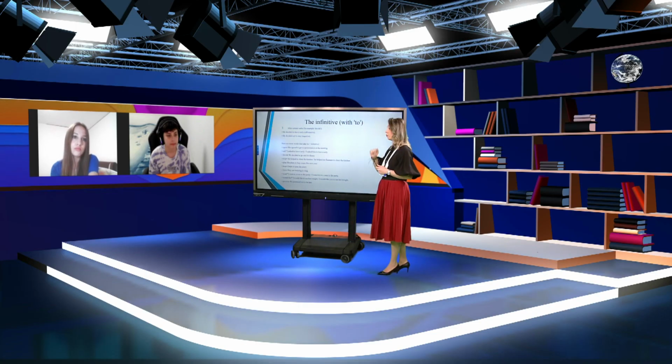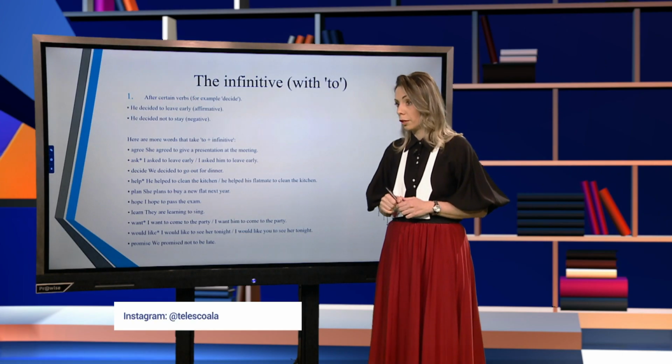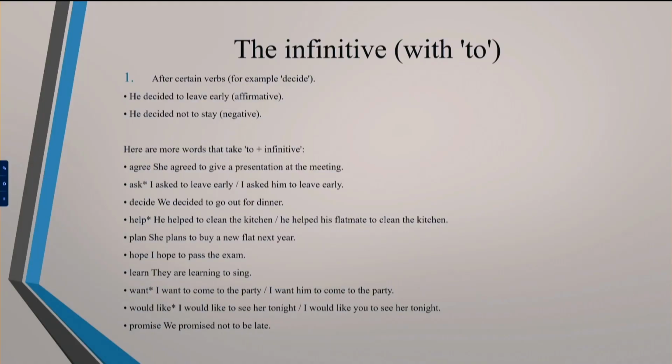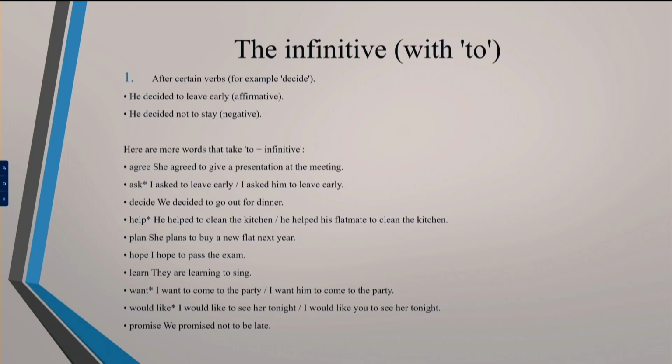Well, the infinitive with to. We use it after certain verbs. For example, decide. He decided to leave early, in the affirmative form. He decided not to stay, the negative form. And here are some words that take to plus infinitive. For example, agree. She agreed to give a presentation at the meeting. Ask. I asked to leave early, but we can also say I asked him to leave early.